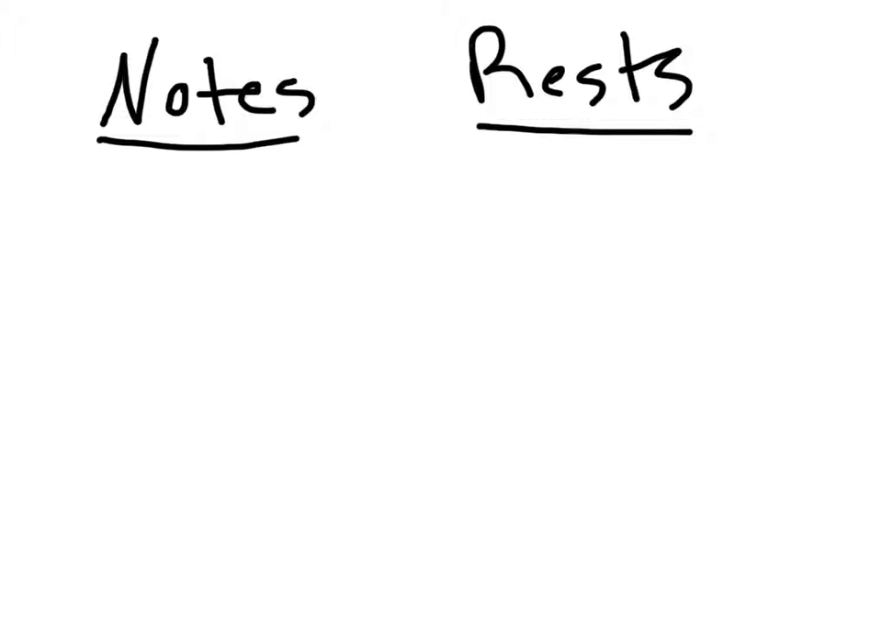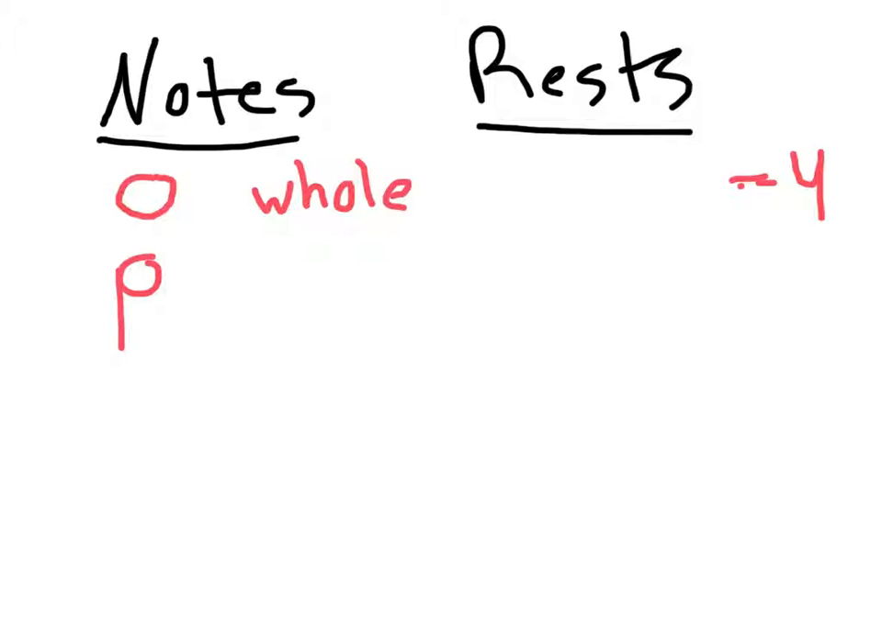I want you to be extremely comfortable with notes and rests, recognizing them, knowing their names, knowing the associated number of beats. So let's get started with notes. Remember that our largest note is going to be the whole note, correct? Generally speaking, it's going to get 4 beats, okay? If I add a stem to that, I'm going to have the half note. That's going to get 2 beats. Fill it in, quarter note.